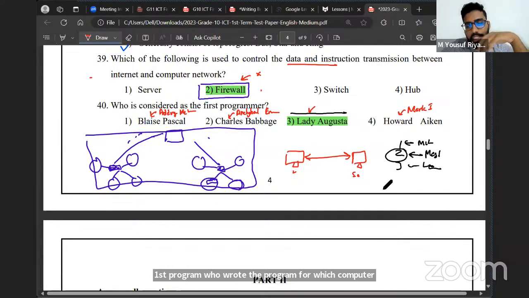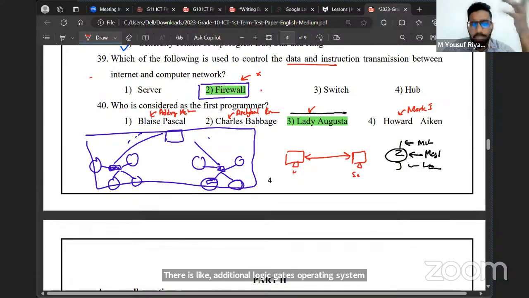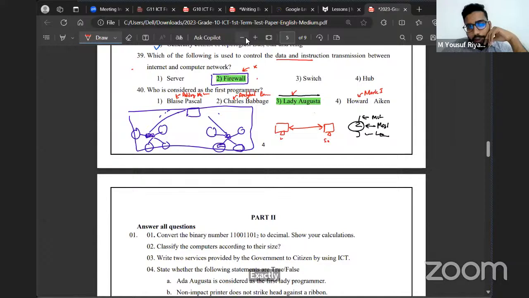Second term, what will we get? In the second term, mostly you might get the first six lessons, like additional logic gates, operating system, and Word. So it will mix and come. Exactly, it's the analytical engine. Can you show her? Her picture is there in the tute.